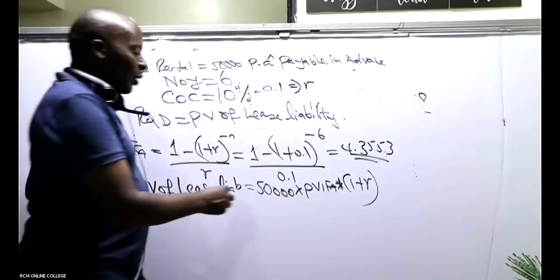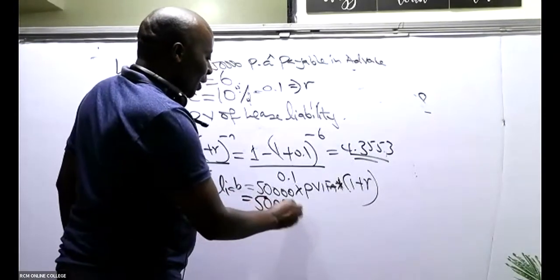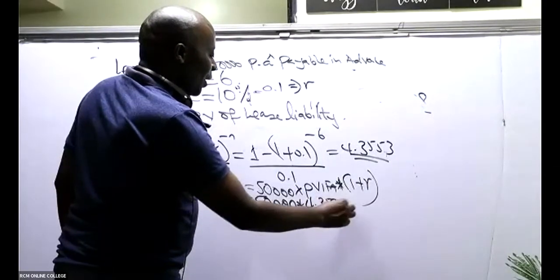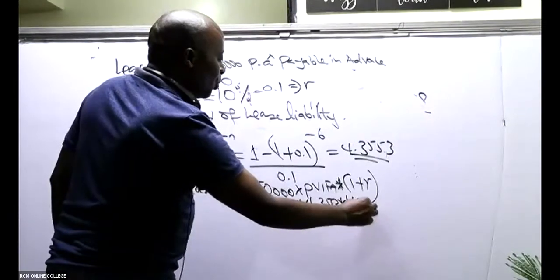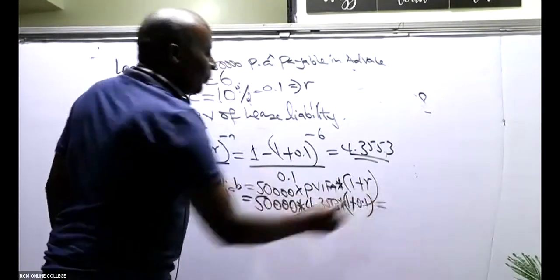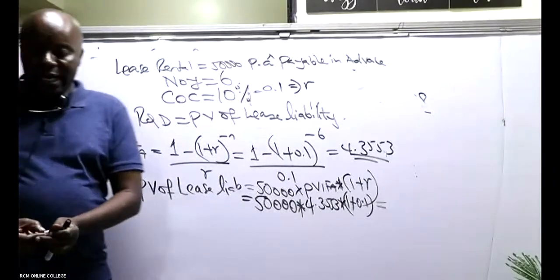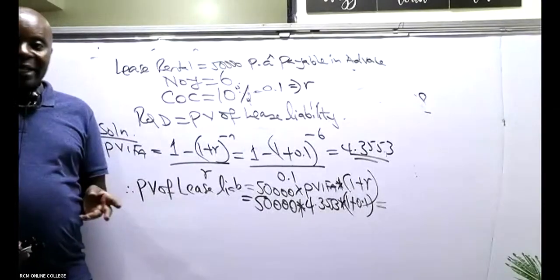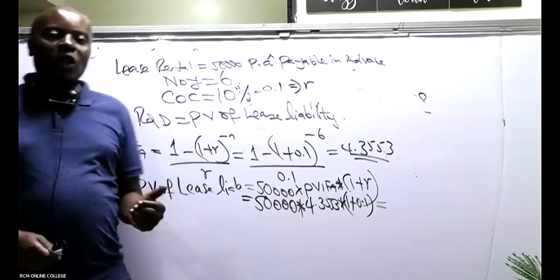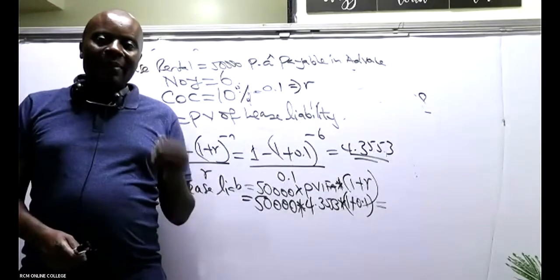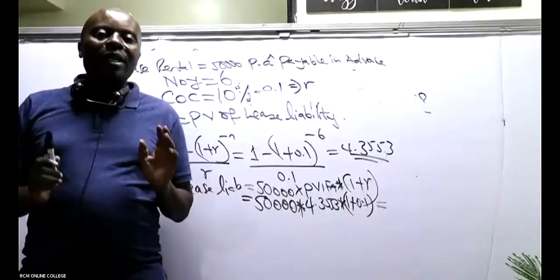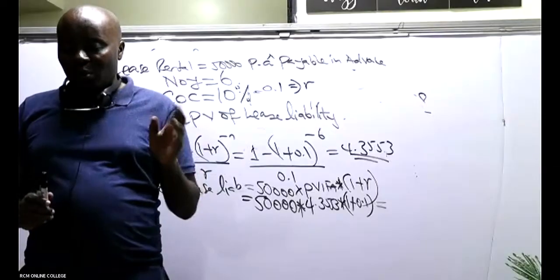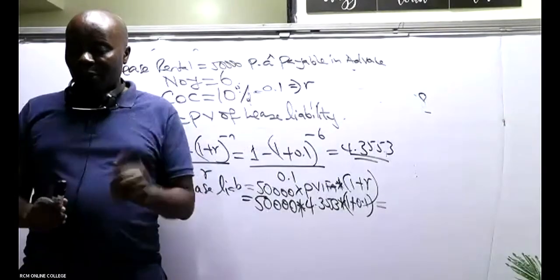So then this one will be 50,000 times our PV factor of 4.3553 times 1 plus 0.1. So that 1 plus R stands for the advance payments. If you look at your past papers, the FAR and the AFR past papers, you'll be able to see what I'm talking about. The examiner wants to twist you in these leases questions, and they'll always put that concept that this is paid in advance.